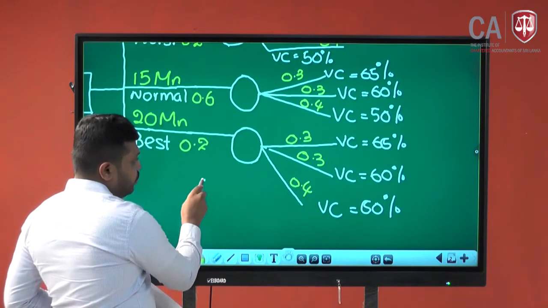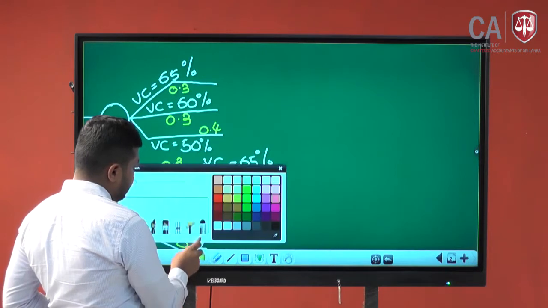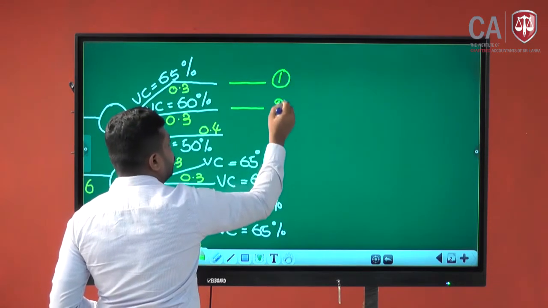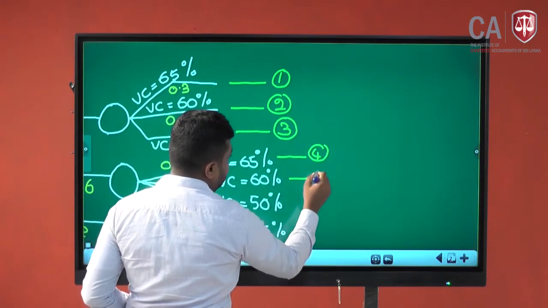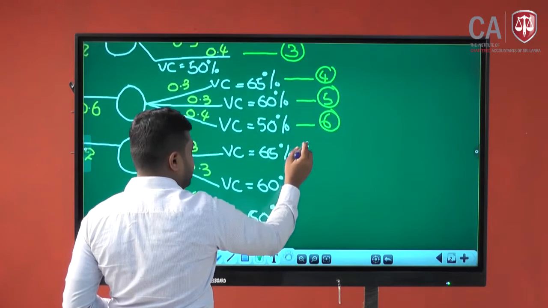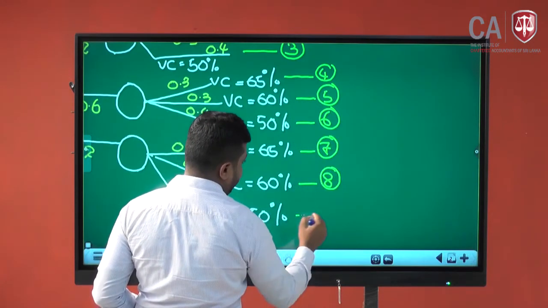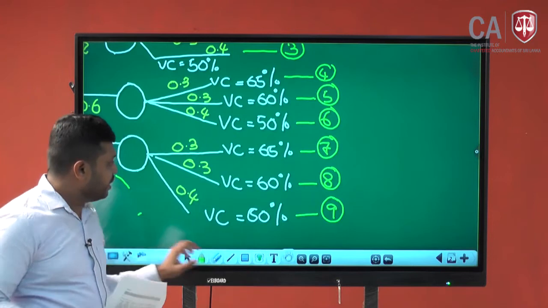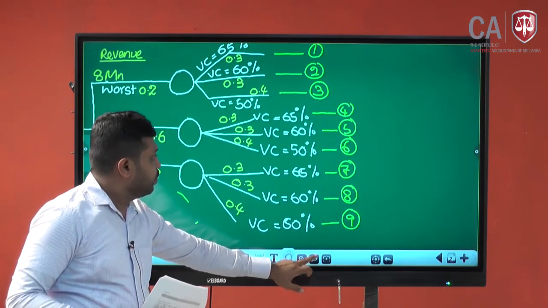Now you can work out. These are different scenarios, right? What are the different scenarios? This is option 1, scenario 1. This is scenario 2. This is scenario 3. This is scenario 4. This is scenario 5. This is scenario 6. There are 9 scenarios. This is scenario 7. This is scenario 8 and 9. Now we have to see the outcome of these 9 outcomes. We have to look at it. Hope you can see.